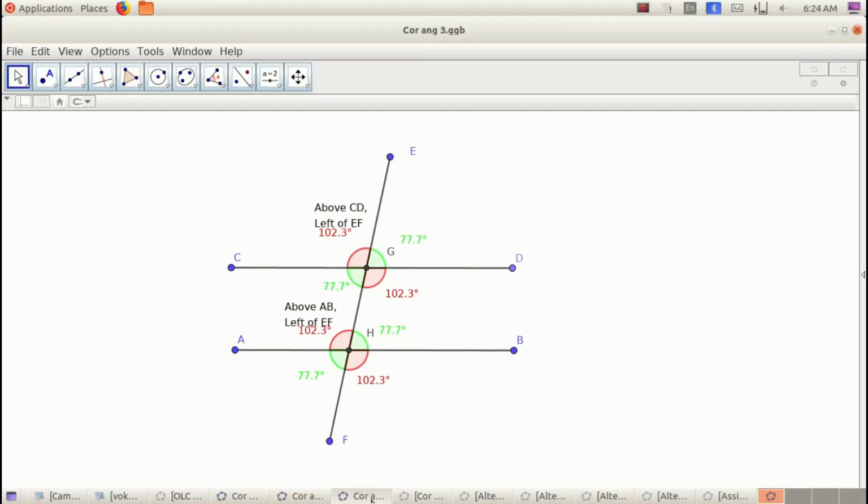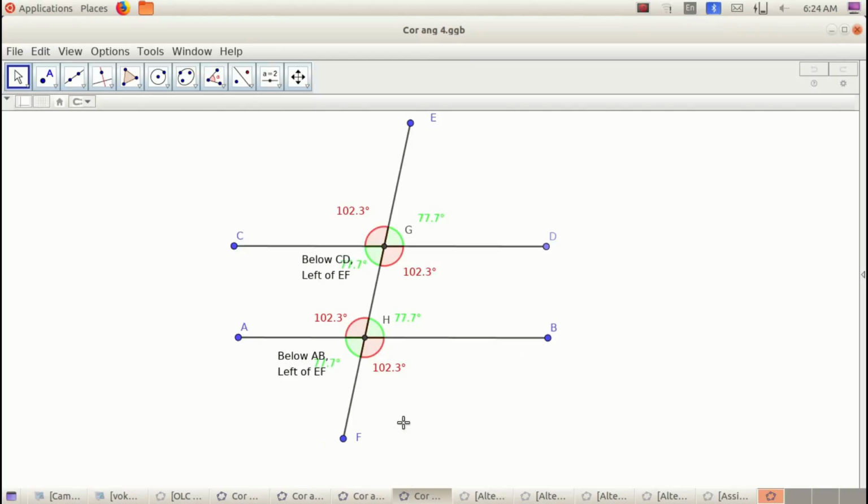Next one, third. Above CD, left of EF. Above parallel line, left side of crossing line. Above AB, left of EF, that means above parallel line, left of crossing line. Here also the measurement is the same. Next, below CD, left of EF. Below parallel line, left side of crossing line. Below AB, below parallel line, left side of crossing line EF.